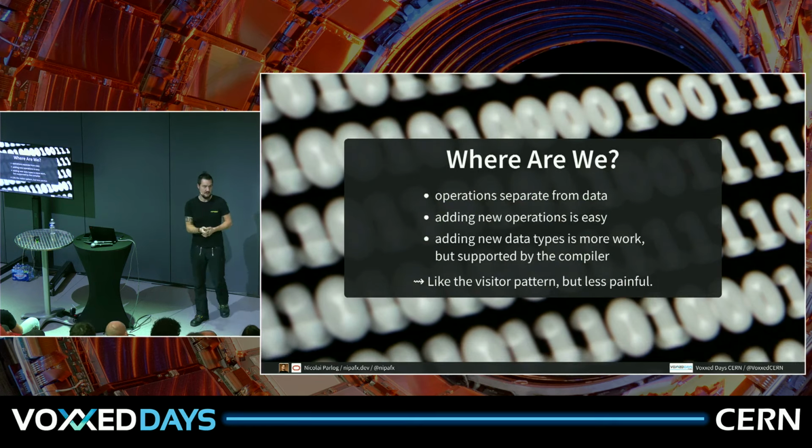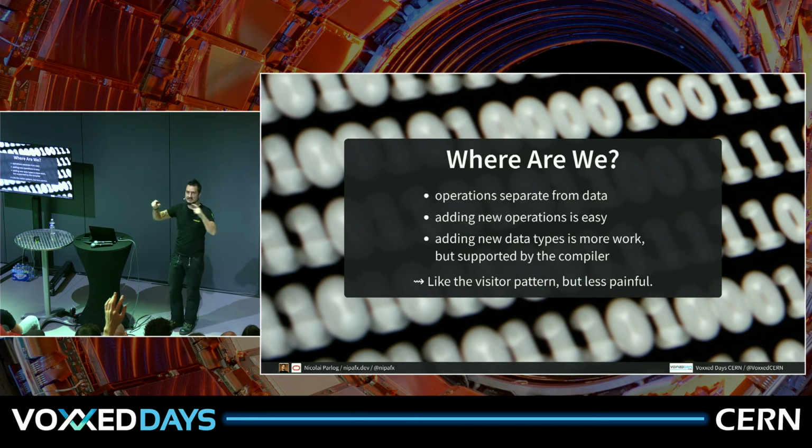Okay, so where were we? We separate the operations from the data. We made adding new operations easy. You just add a new switch, type down your functionality, and you're done. And adding a new type is a little bit more work. When you add a new type, you have to go across all operations and add them everywhere. But the compiler leads you to those places.